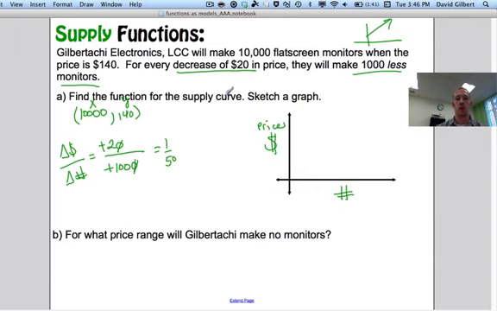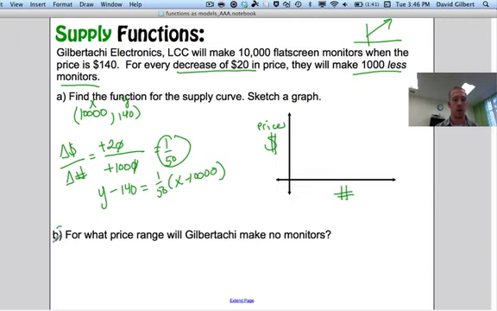We also need to find the y-intercept. So we know that this is our slope, so we just plug these in. y minus 140 equals 1/50th times x minus 10 grand. There's our function. That works. That is a sufficient function.